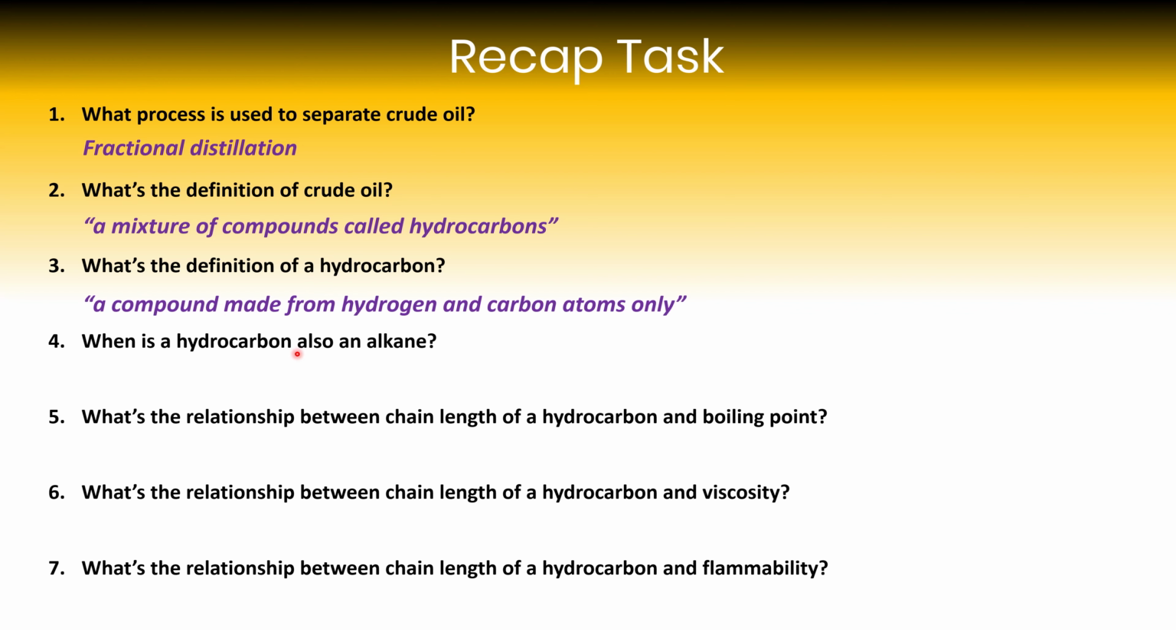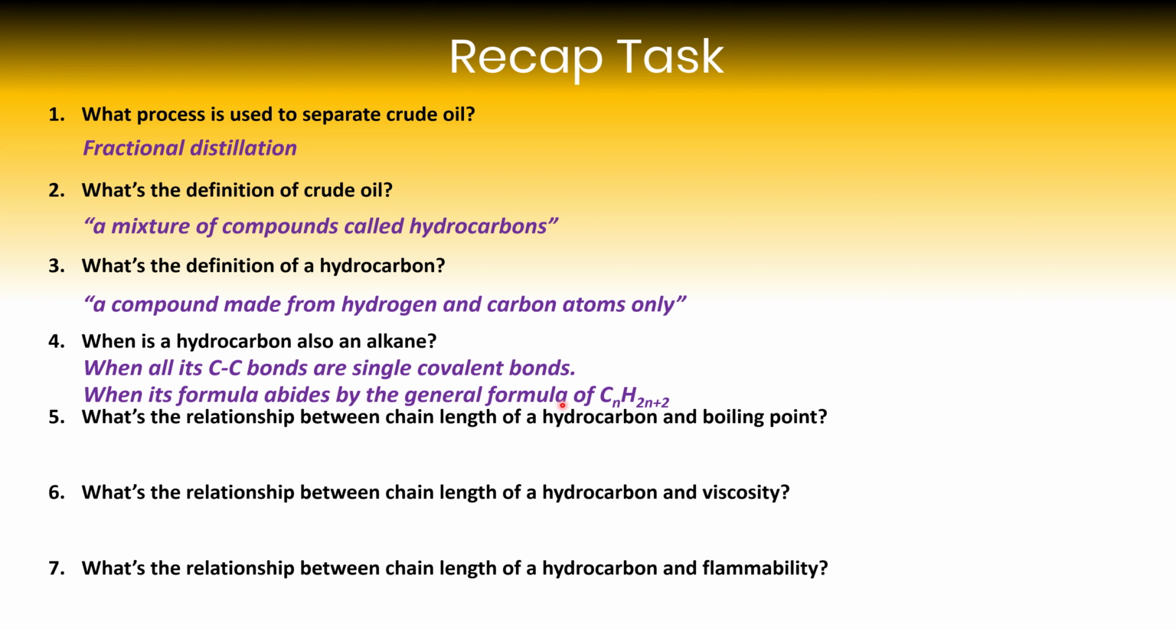The hydrocarbon can be called an alkane if it satisfies these criteria. So all of its carbon-to-carbon bonds need to be single covalent bonds, and its formula must abide by the general formula of CnH2n+2, which means that the number of hydrogen atoms is twice that of the number of carbon atoms and another 2.